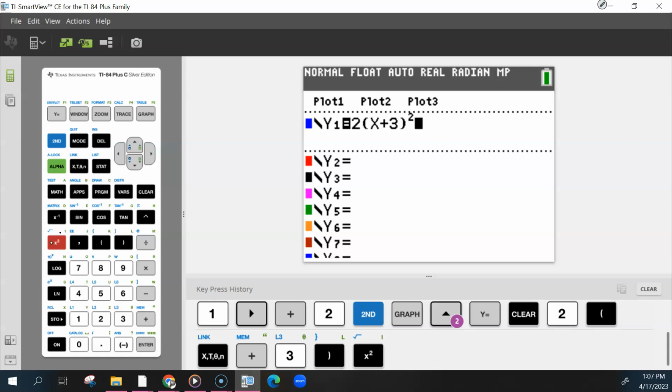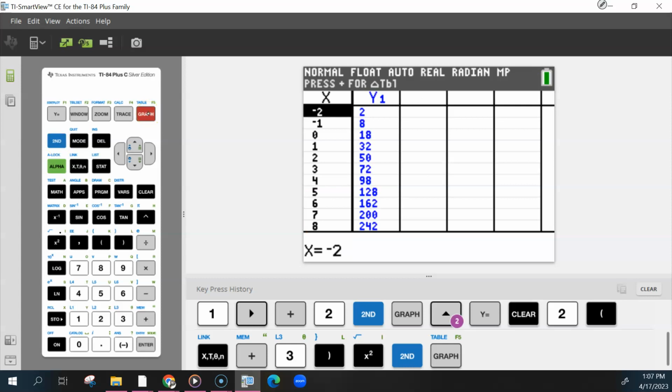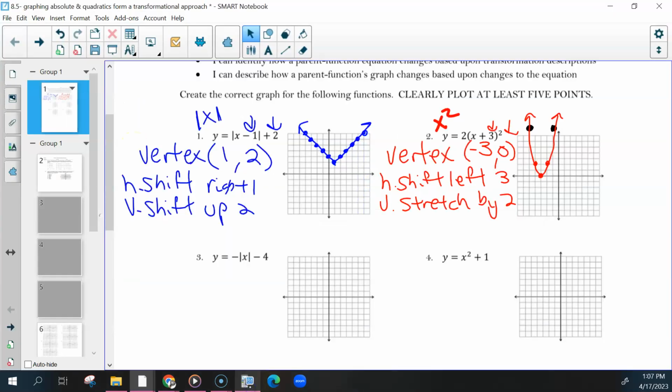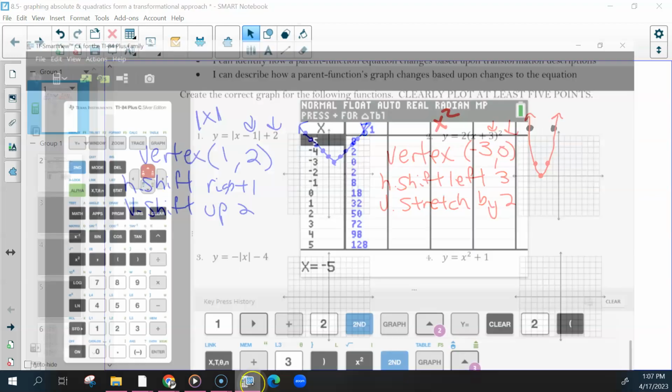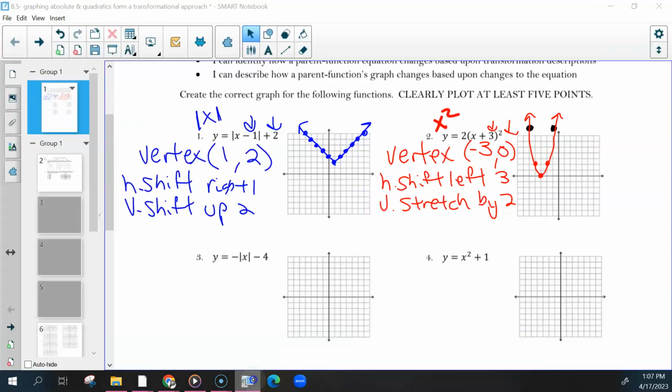And then go into your table, second graph. We said our vertex was at negative 3, 0. So this should be at negative 4, 2, and negative 2, 2. And negative 5, 8, and negative 1, 8. They match. So even if you graph it incorrectly by hand, you could always check yourself and change it. Or you can use your calculator to start and then not have those issues.